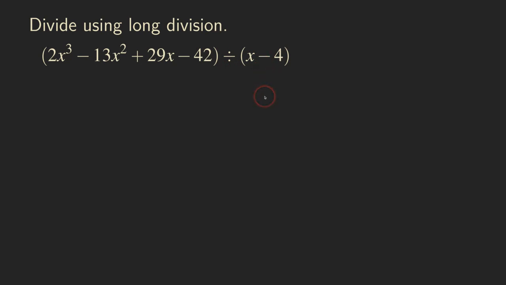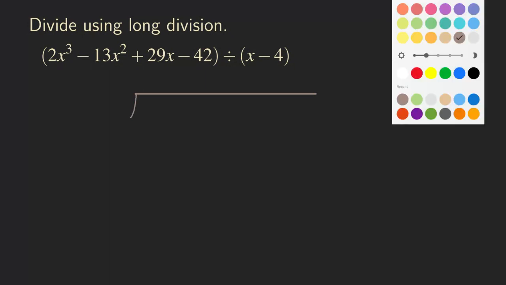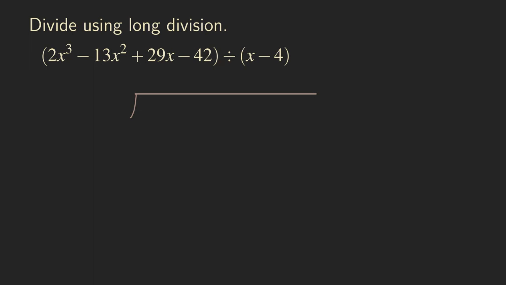The first step is that we are going to set up the long division symbol, and then put those two expressions, the dividend and the divisor, in it. So we make a horizontal line right here, and then we put the dividend down. This is the dividend here, and we put it inside the division house.